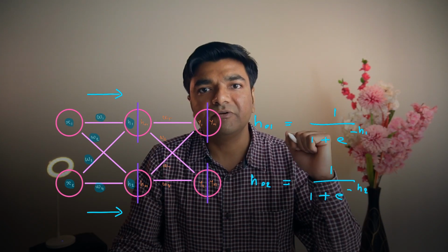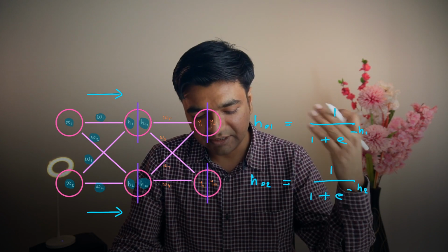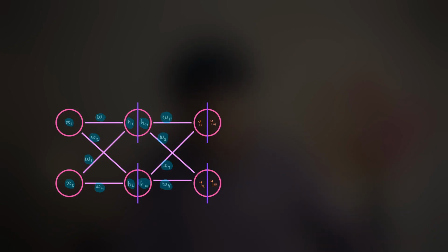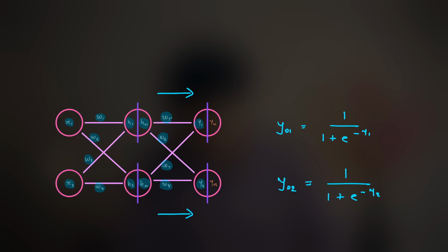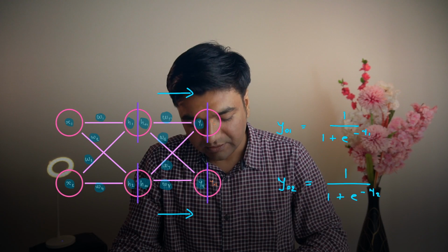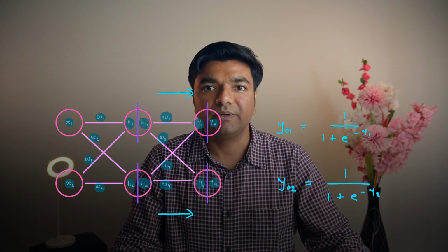W5, W6, W7 and W8 are weights. Those are initialized randomly. The values of y1 and y2 are calculated based on these equations, where y1 is equal to w5 ho1 plus w7 ho2 plus b2 and y2 is equal to w6 ho1 plus w8 ho2 plus b2. y1 and y2 go to the sigmoid function and yo1 becomes 1 upon 1 plus e raised to minus y1 and yo2 becomes 1 upon 1 plus e raised to minus y2. This was the feed forward step.